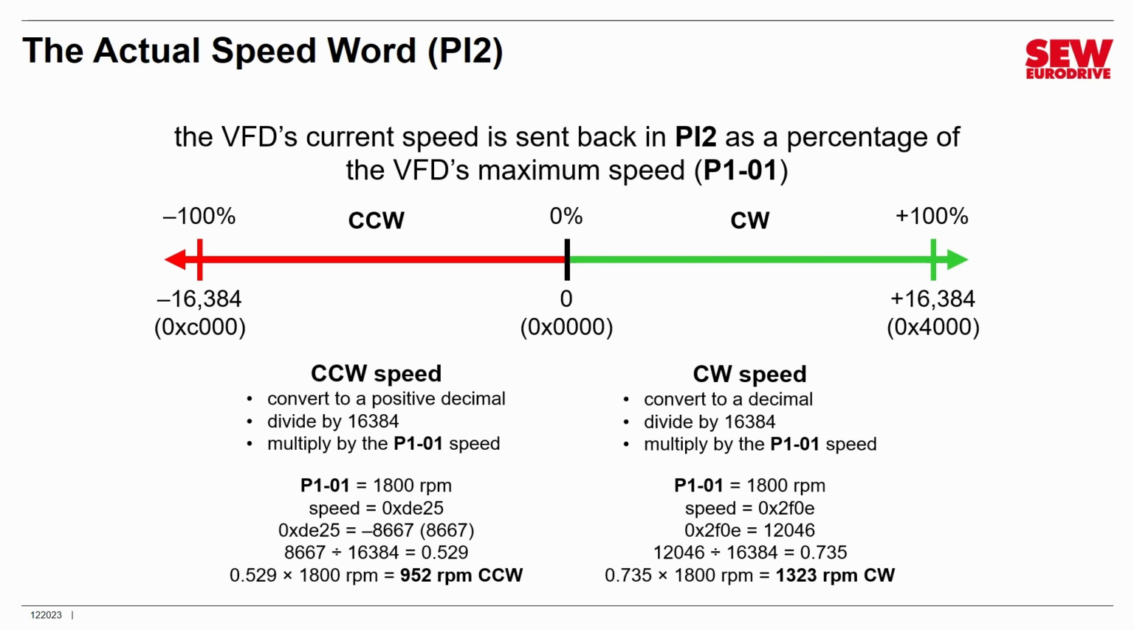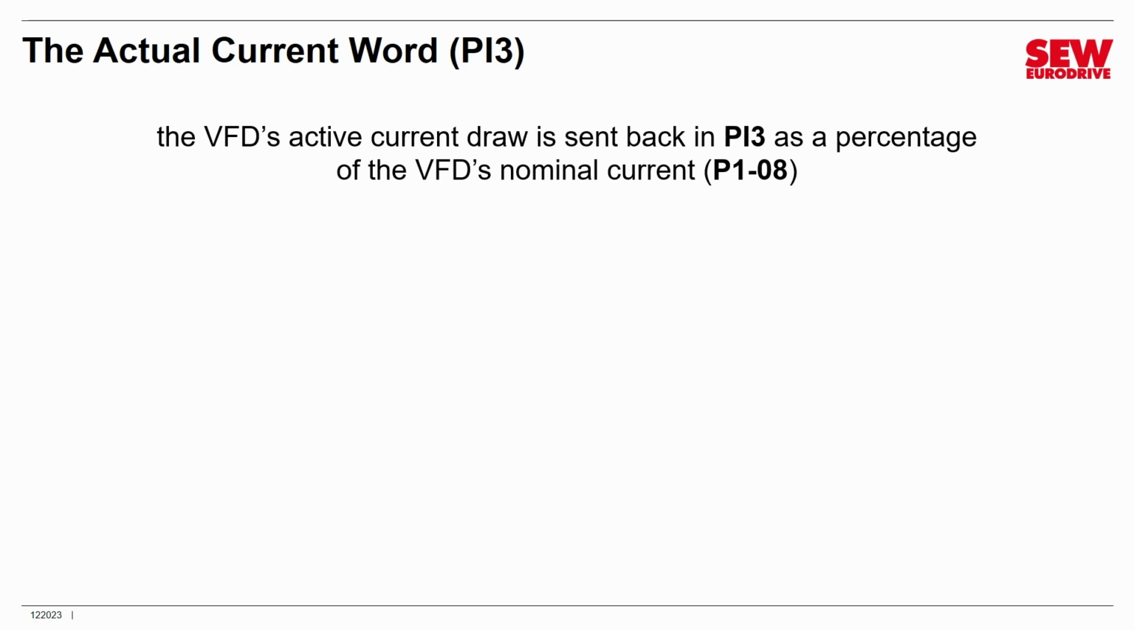So that's what your PLC program would have to do if it wants to monitor the speed coming back from the VFD. Process input word 3 is the amount of current that the motor is drawing. So this is a value, but it is not in amperes, it is in percentage. It's the percentage of the VFD's nominal current value. That's the value in parameter 1-08. So here's how you convert this value to amperes.